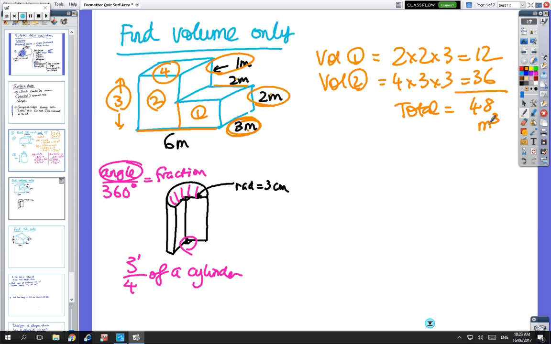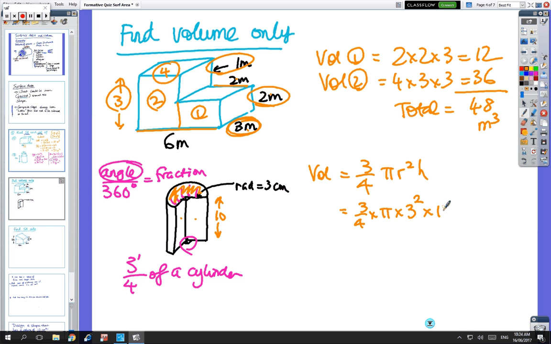Okay, next one. The volume of a normal cylinder is pi r squared h, and then we just put the 3/4 out the front, because we've got 3/4 of a circle, so that means we've got 3/4 of a cylinder. We're only doing volume, so we don't have to worry about the faces. Let's have a go. So it's 3/4 times pi times the radius, which is 3 squared, and the height is... I didn't give a height. That makes it hard. That was a bad thing I did.